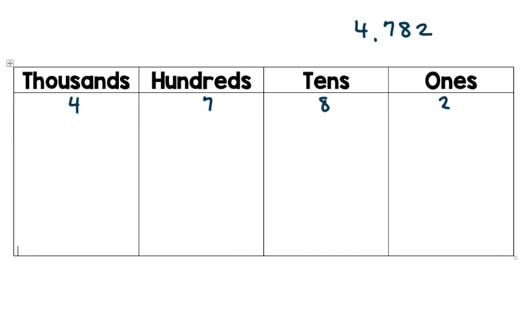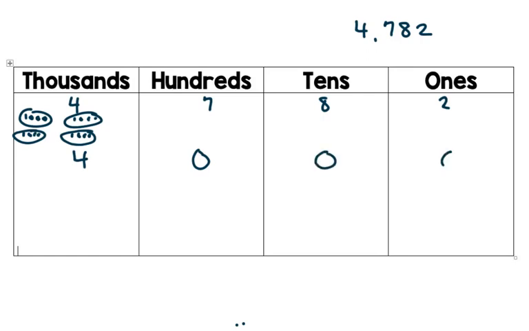So now what I'm going to do is write the value of 4 thousands. I'm going to just draw a quick little picture here, since this is a bigger number. So I have 1,000, 2,000, 3,000, and 4,000. So I'm going to write that number 4,000 on my chart. So I have 4,000, which is 0 hundreds, 0 tens, and 0 ones.